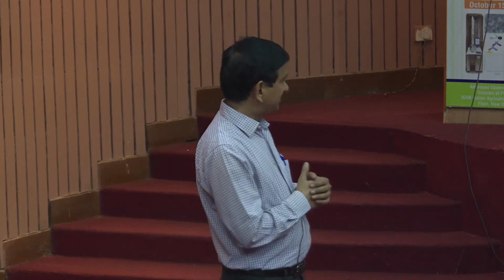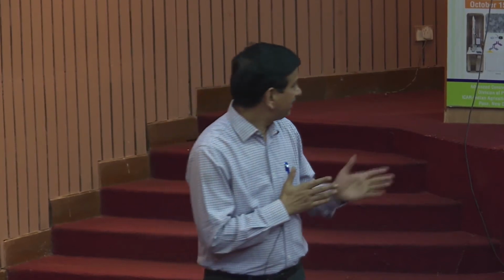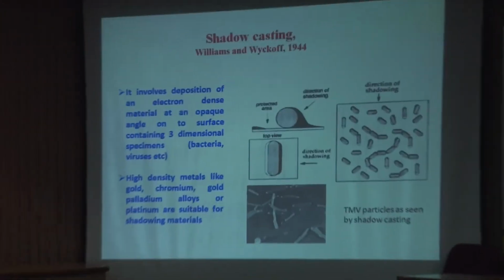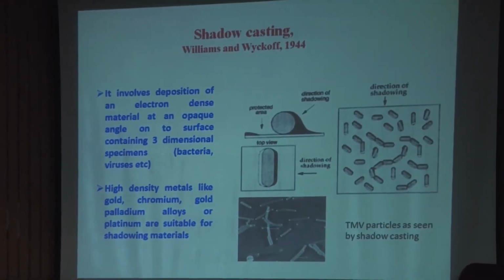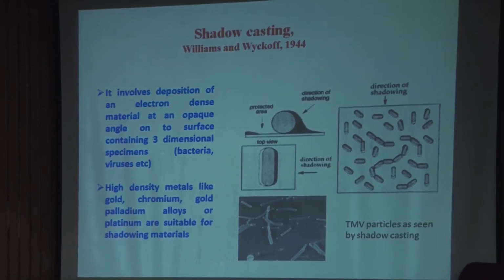After extraction we have to use staining. The electron microscope was discovered in the 1930s, and the earlier method was shadow casting, developed by Williams and Wyckoff in 1944.